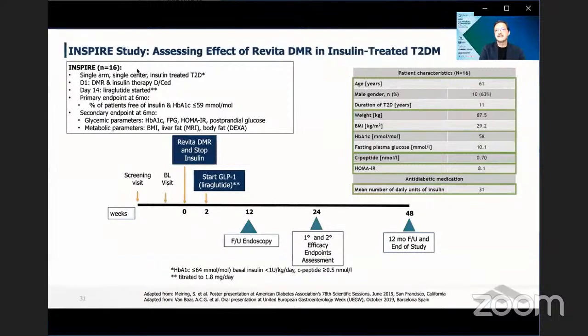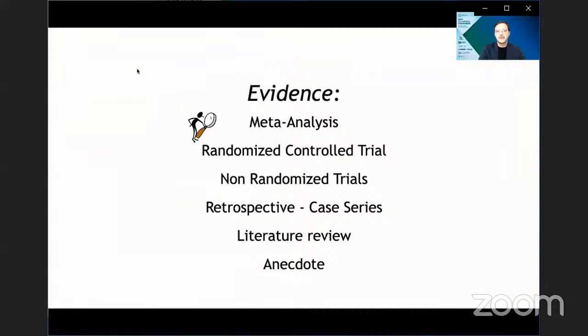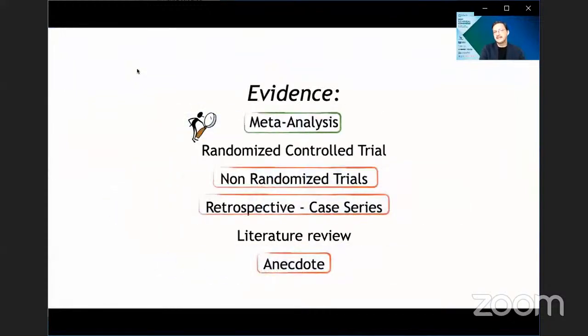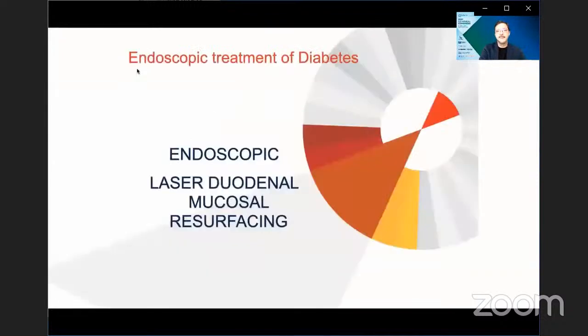You see a very complex prospective randomized sham control trial. So that's what is covered in terms of evidence that we have, and very recently those randomized trials and meta-analysis. But not like that. It seems that the duodenum is raising lots of interest. So there are other ways to try to do resurfacing.